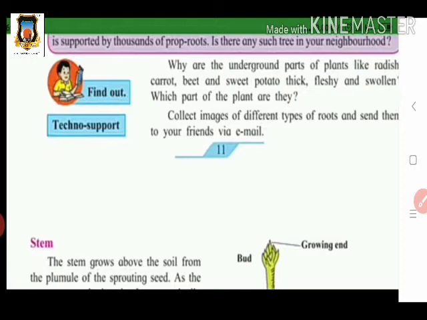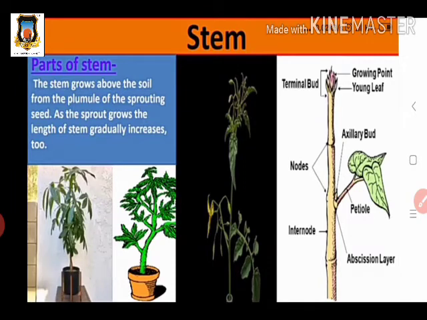So if we see this image, what are the stems? Stems grow above the soil from the plumule. We also see the germination of seed. In that germination of seed, what happened? The part which is growing above the soil is called the plumule, which continues to grow and is converted into stem. So here the stem grows above the soil from the plumule of the sprouting seeds.